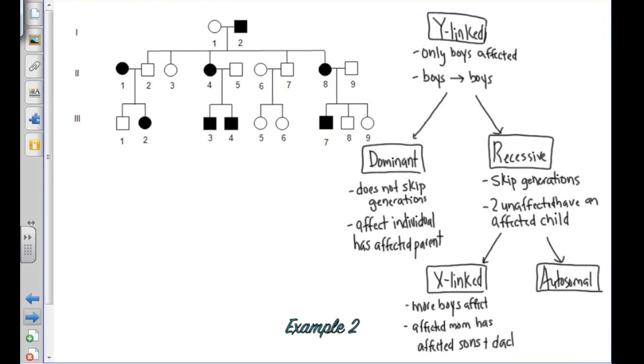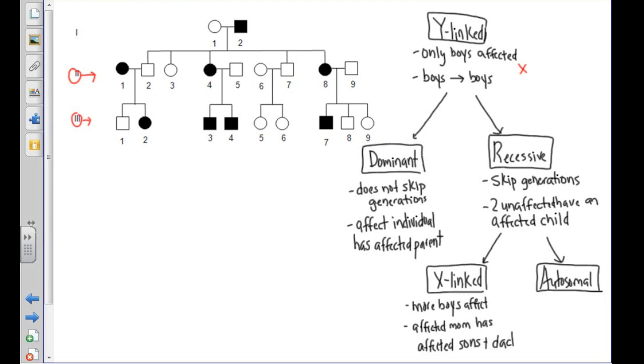So now we'll take a look at our second and last pedigree, which is the second one on page 52, and we'll go through the rules again. The first place we always start, just like the other two examples, is if the pedigree is Y-linked. Y-linked means that only boys are affected and boys have to pass it on to all their boys. Right away we can see that this is not true because in generation 2 there are many girls who are affected, as well as in generation 3 there's one girl who is also affected. So therefore, this pedigree is not considered Y-linked.